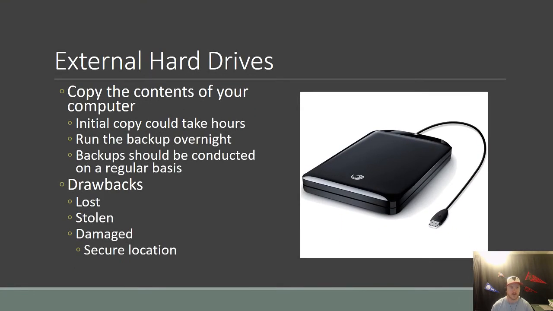So you'll see this one here is an external hard drive, and that's where you can copy the contents of your computer to a hard drive. This is known as more of a cold storage, meaning it is not on the internet. The initial copy could take a long time, and you can basically save all your files to there. You're going to typically run your backup overnight, and initial backups are going to take longer, but once you back up on a regular basis, it should take less and less time. Again, the first one's longer because it's going from no files on there to all of the files.